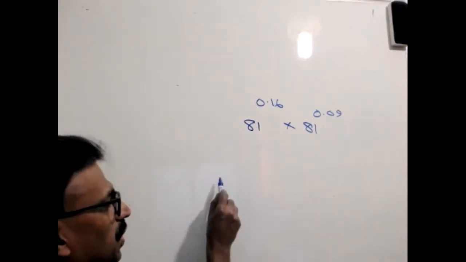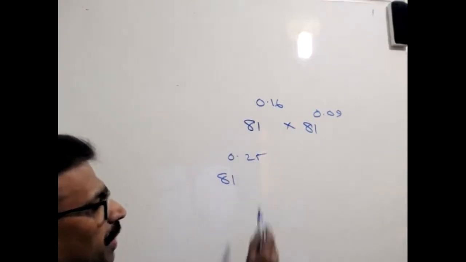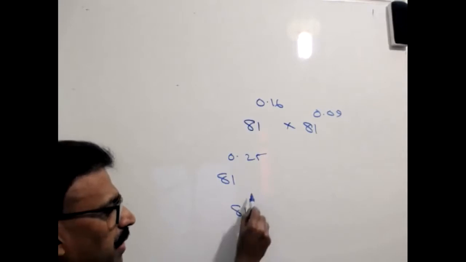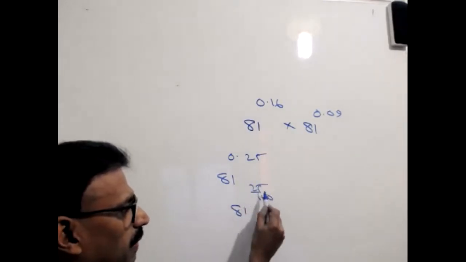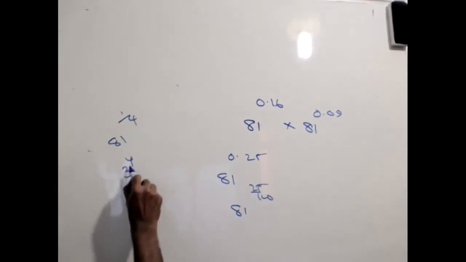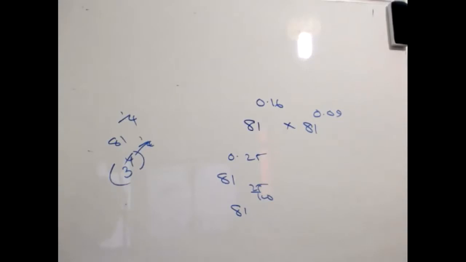Look, 81 raised to 0.25. Correct? Like last question, right? 81 raised to 25 by 100, 81 raised to 1 by 4. 3 raised to 4, raised to 1 by 4. Answer is what? 3. Who all got? Everybody got? Vishal, you finish?